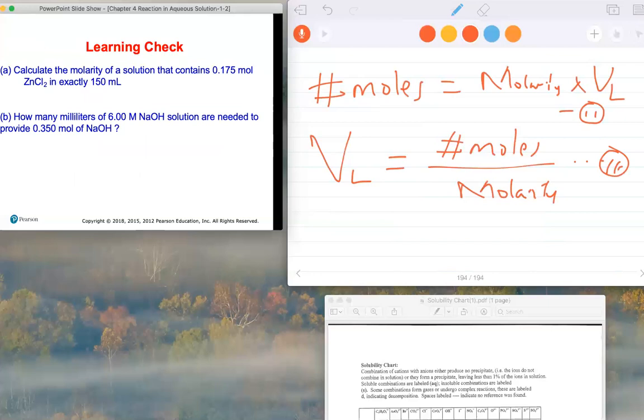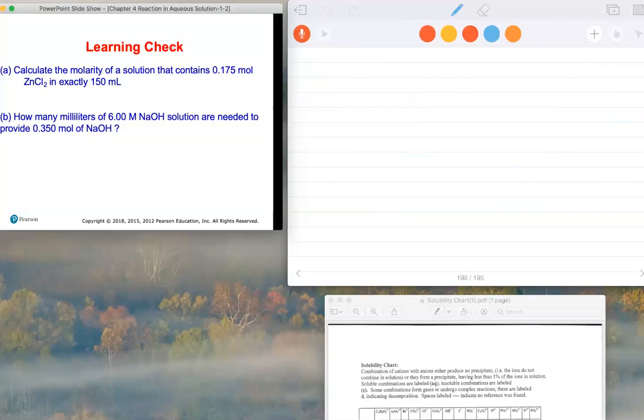Calculate the molarity of a solution containing 0.175 moles of zinc chloride in exactly 150 mL.